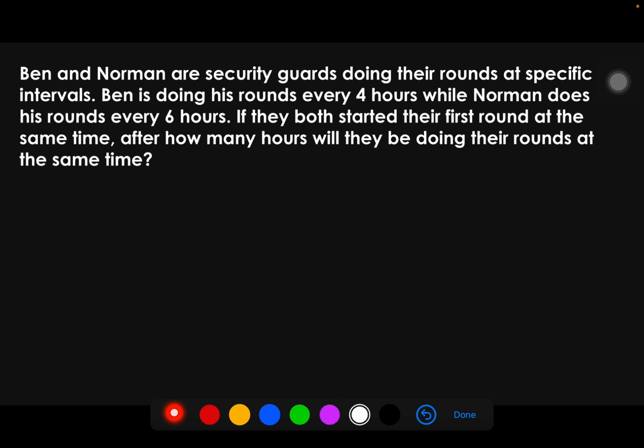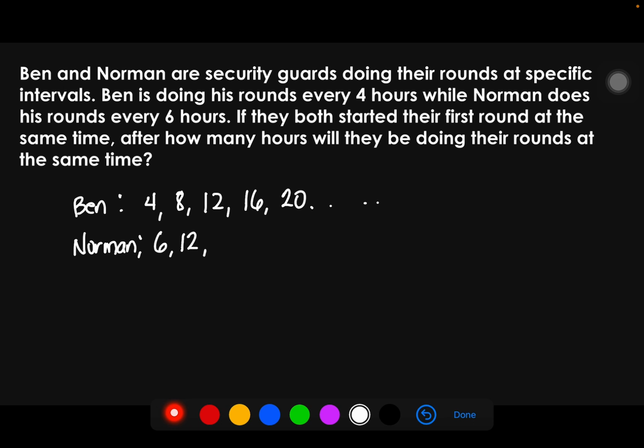So for this, again, let's try to do listing. So Ben, okay. So we'll have 4, 8, 12, 16, 20, and so on. While Norman, first multiple is 6, and then 12, and then 18. Oops, I already saw one common, and that's 12. Okay. So it means to say that Ben and Norman will do their rounds at the same time at the 12th hour, or after 12 hours. Okay, so that's it. Let's have one more.